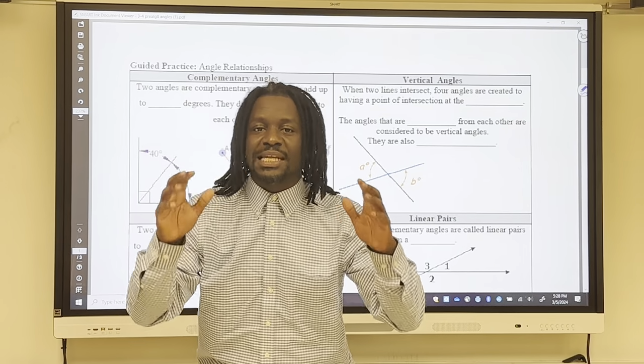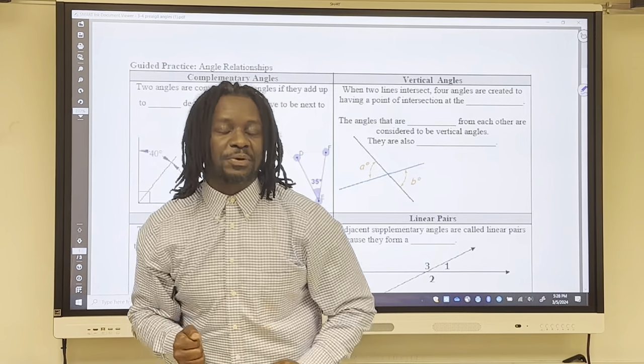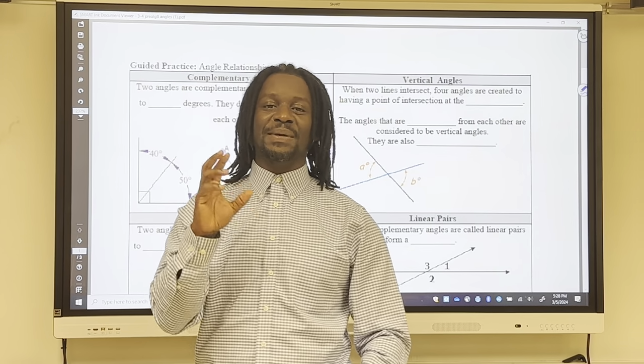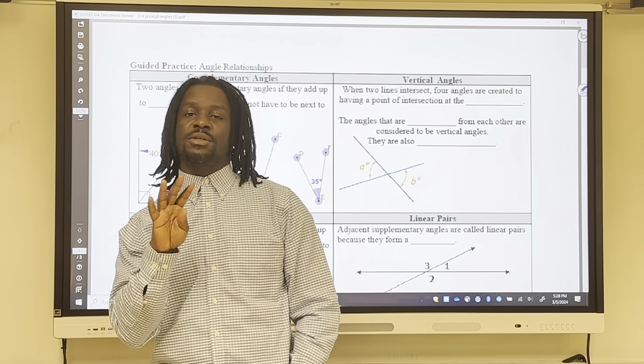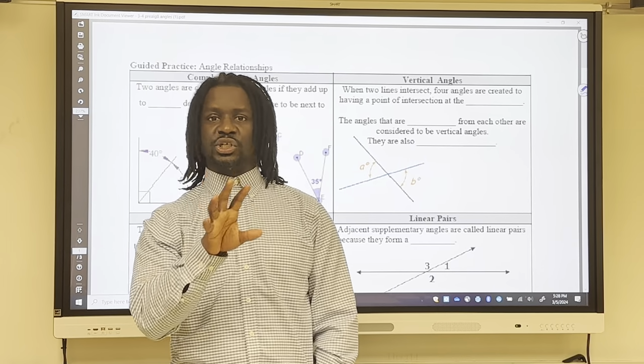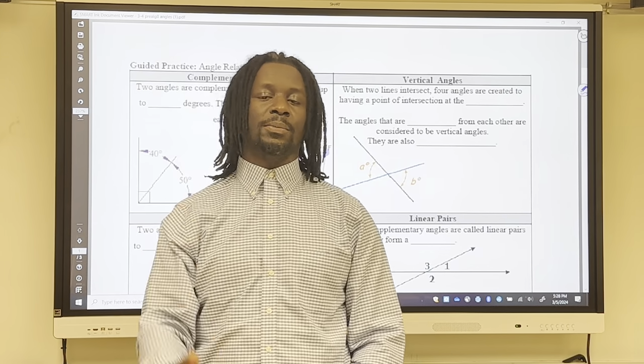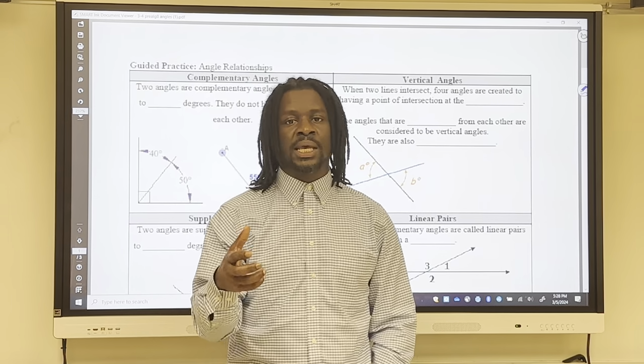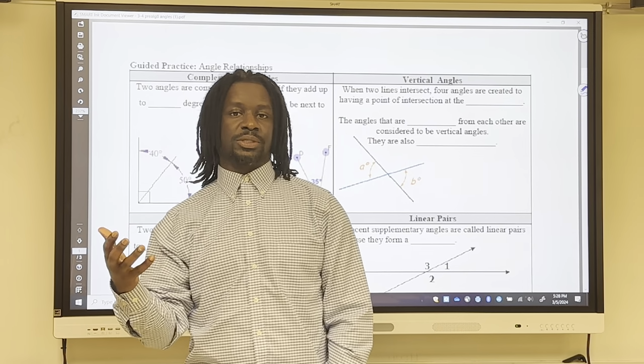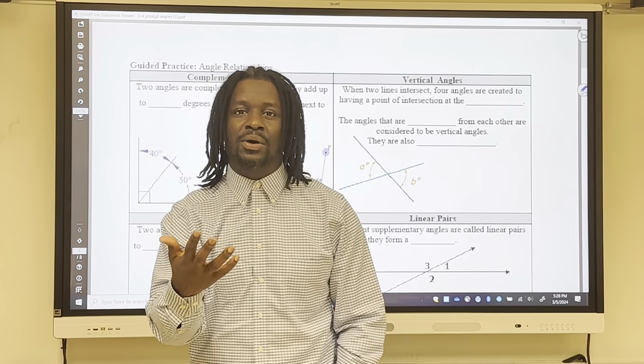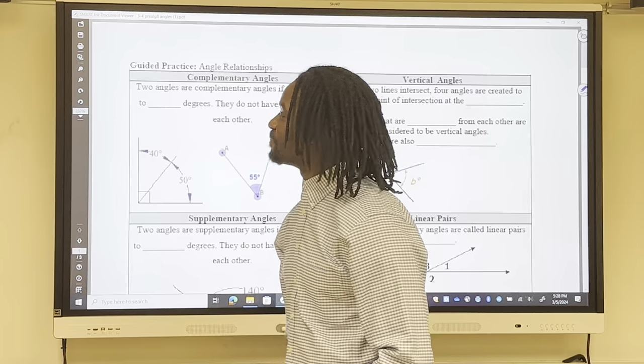But the point is, angles are important, people. All right. And so today we're going to be looking at four different types of angles. There are more than just these four, but today we're going to be looking at four different types of angles and their relationships. So let me stop talking about angles and let me actually tell you about them, and show you some.